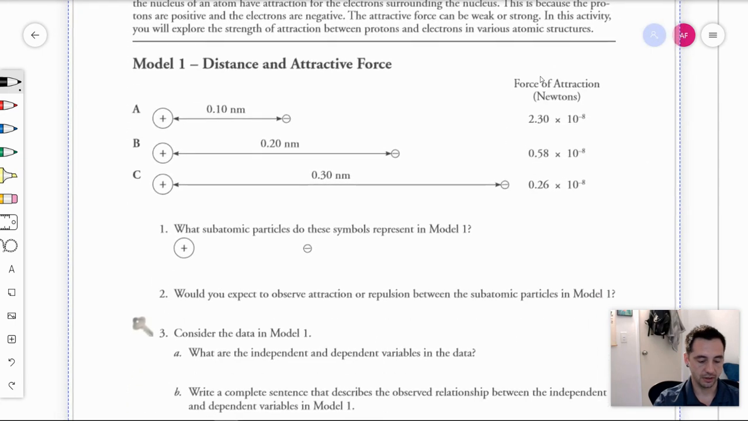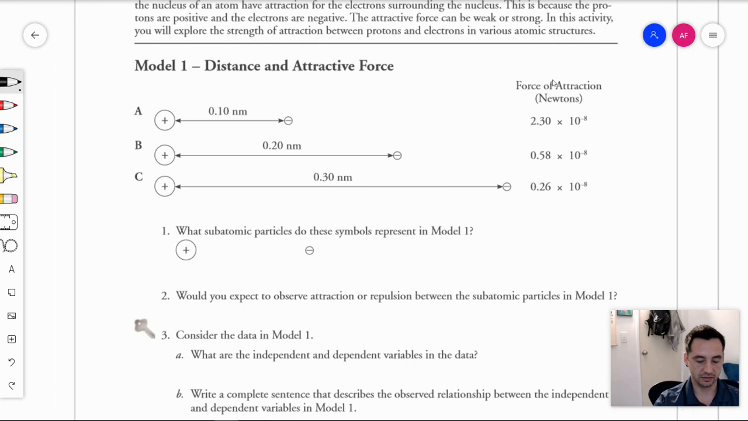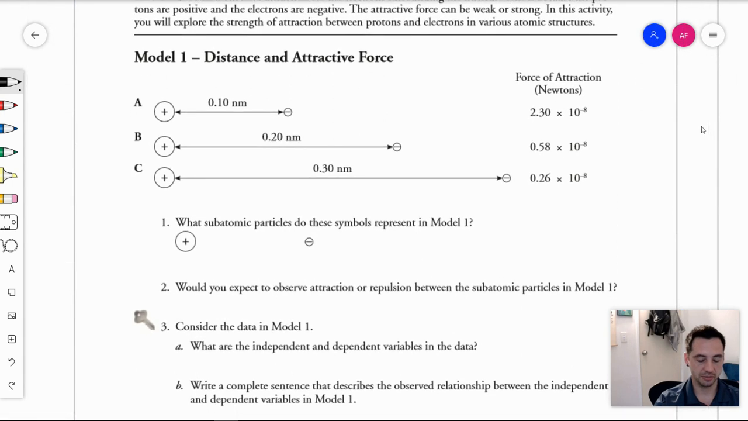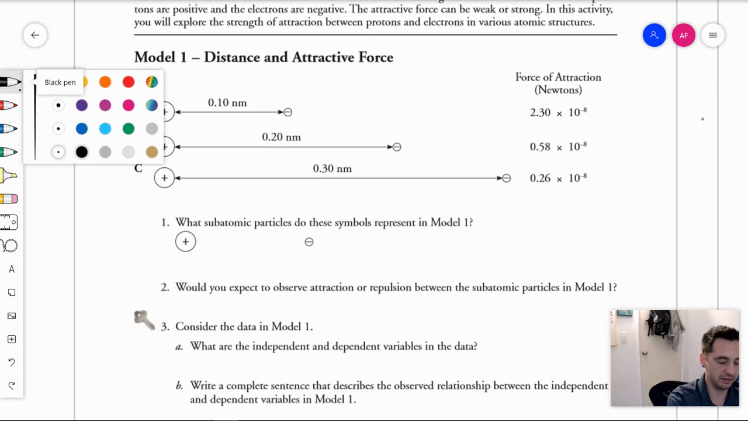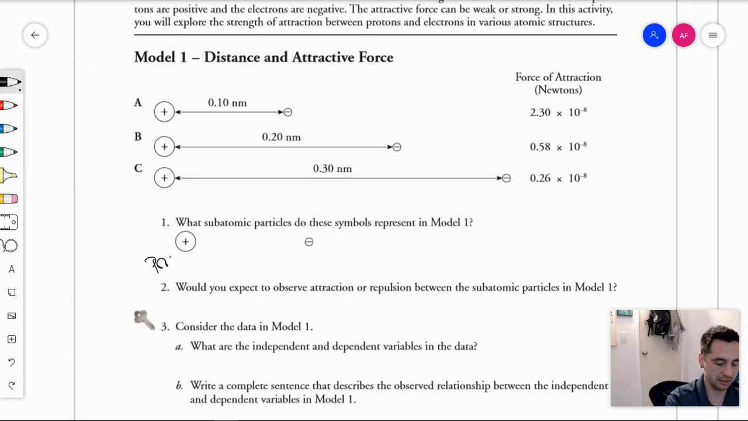Okay, so let's look. The first factor that comes into play when we talk about force of attraction is the distance, right? So number one, first, let's define what these particles are. This positive particle is a proton, and this negative particle is an electron. Pretty simple, right? Proton, electron. Would you observe the attraction or repulsion? We would observe attraction. Obviously, protons and electrons attract one another.